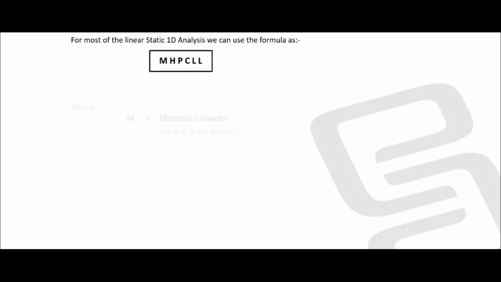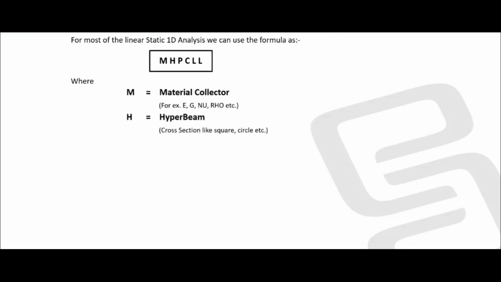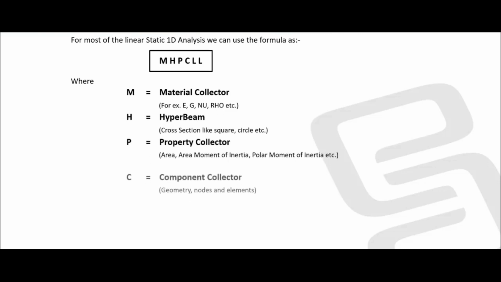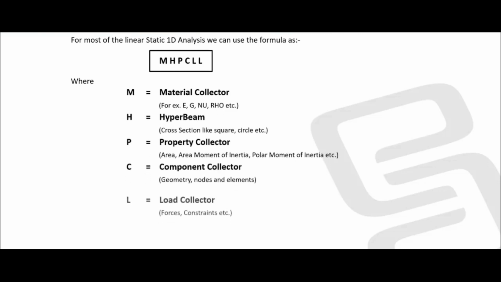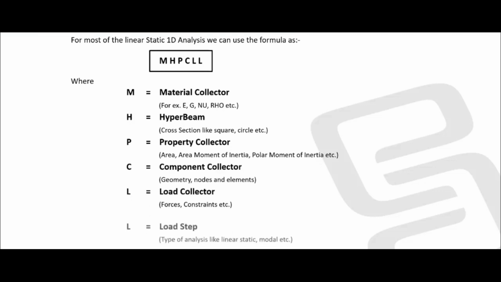Now we are going to discuss the 1D meshing formula. For most of the linear static 1D analysis, we can use the formula as MHPCLL. Here, M represents the material collector, H represents the HyperBeam, P represents the property collector, C represents the component collector, L stands for load collector, and the last L stands for load step. Now, in the next session, we are going to use this formula to solve a problem.